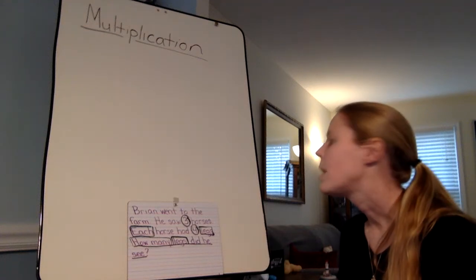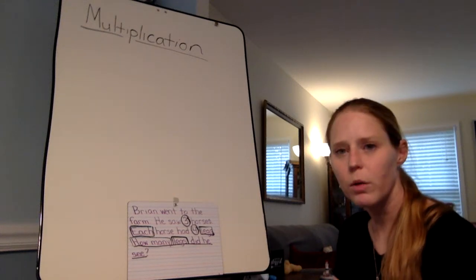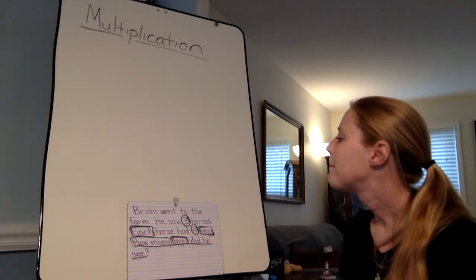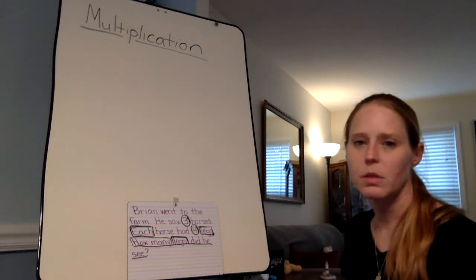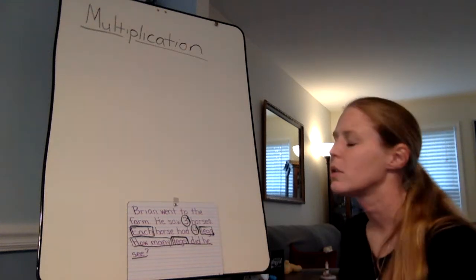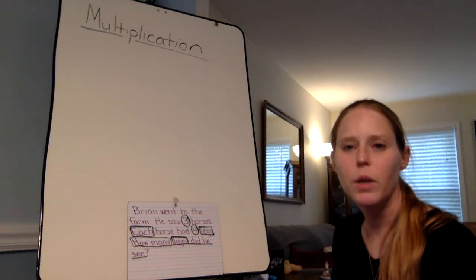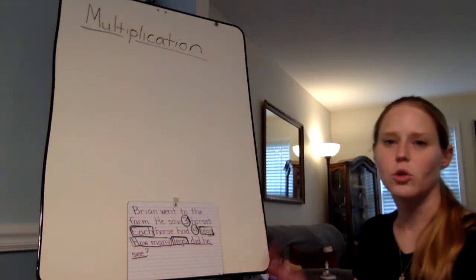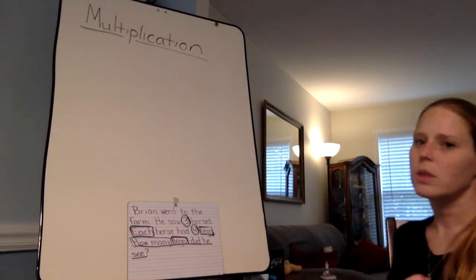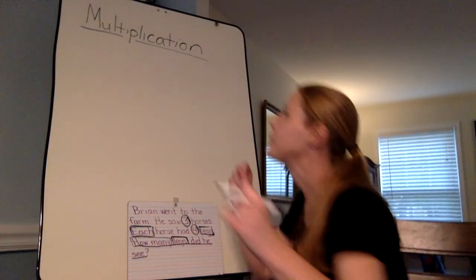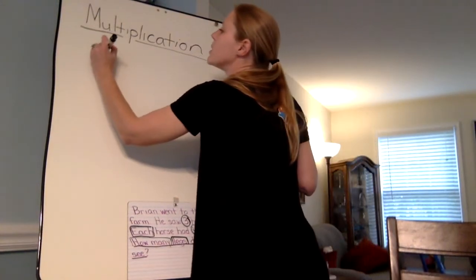So the question is, how do we solve this problem? What can we use? So I know he has 3 horses. And I know each of the horses has 4 legs. So one of my strategies that I can use is to draw it out. So I'm going to draw out my horses. Don't laugh at my drawings. I'm not very good. So here's my horse.